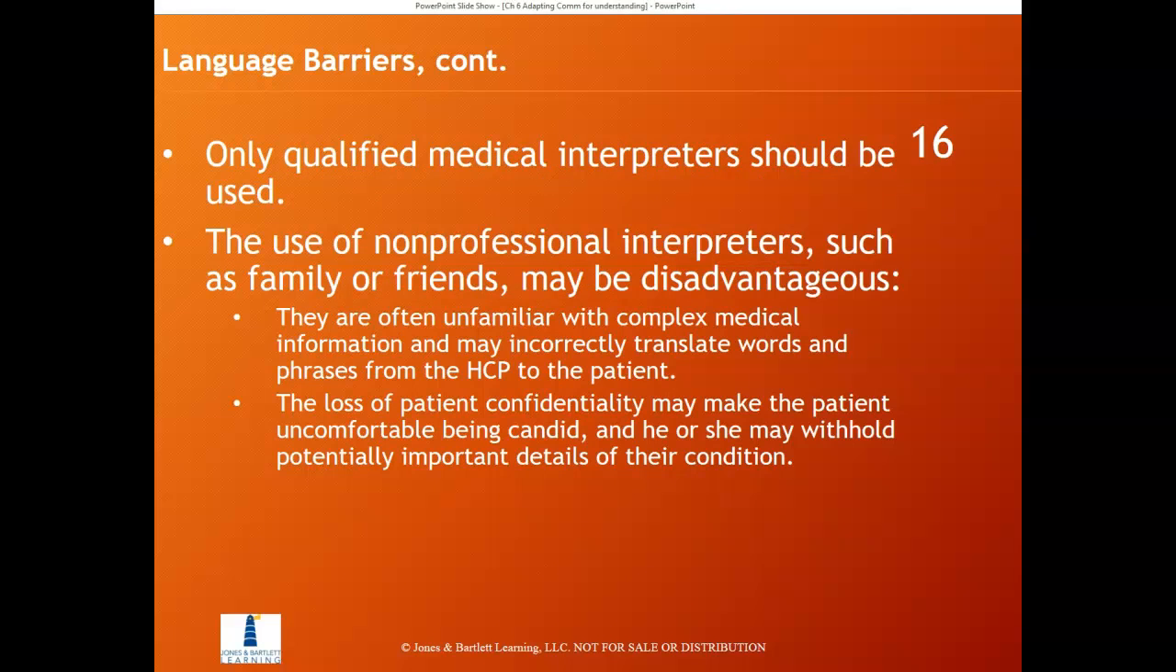When we think of people that we work with that speak a different language, we only want to use medical interpreters. The use of non-professional interpreters, such as family or friends, any loved ones, can be disadvantageous. They're often unfamiliar with the complex medical information and may give incorrect translation. So we have to be really careful not to use someone who is not a trained professional for interpretation.